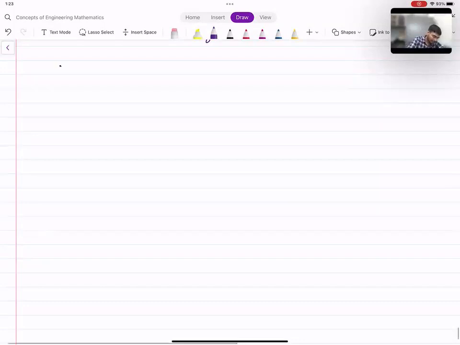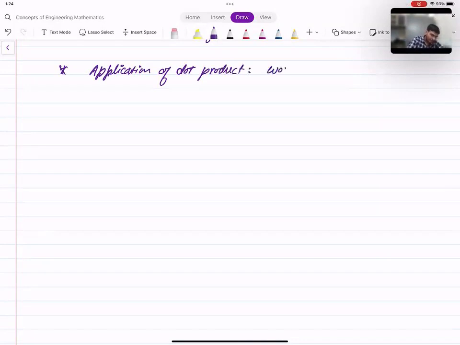So we have the application of dot product as work done.